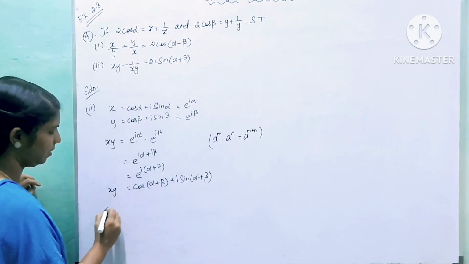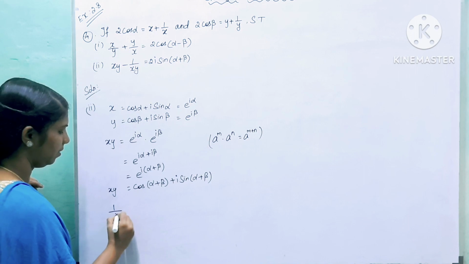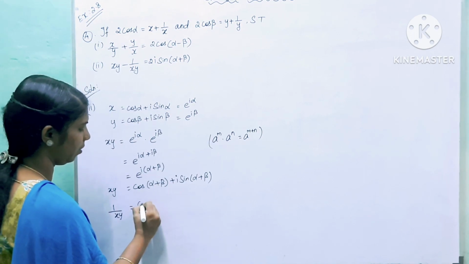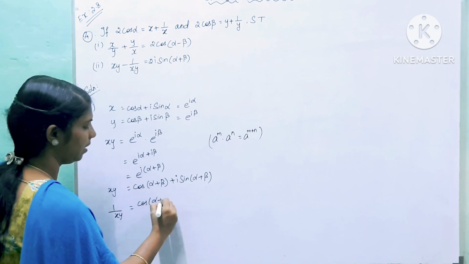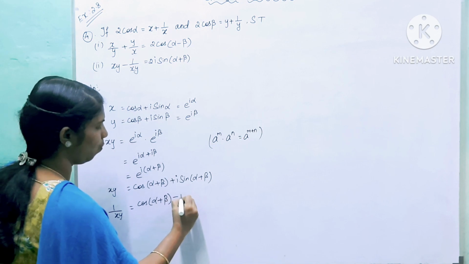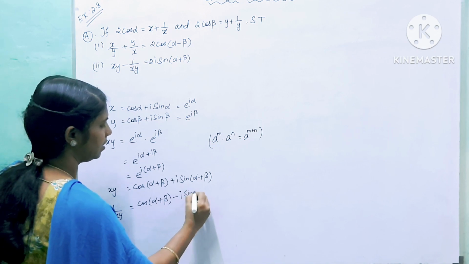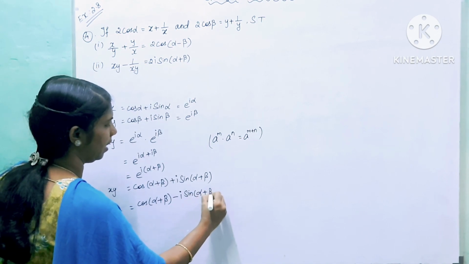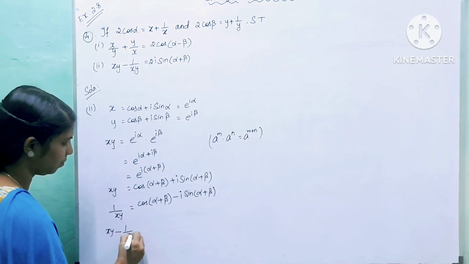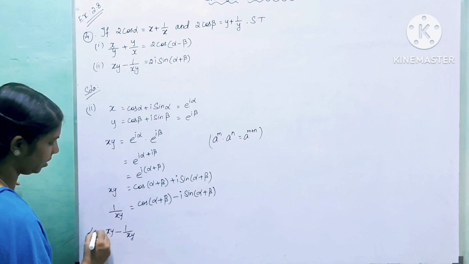So 1 by x into y is nothing but the reciprocal. The reciprocal is nothing but the conjugate of a complex number. Since the modulus of this complex number is equal to 1, this reciprocal we can directly write as the conjugate. xy minus 1 by xy is nothing but our LHS.